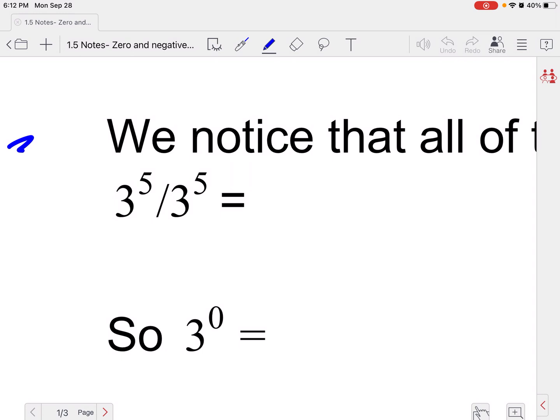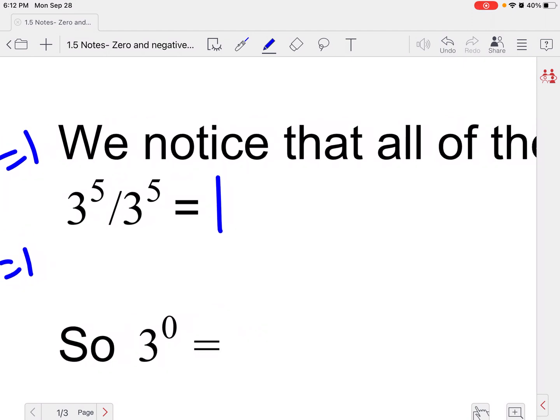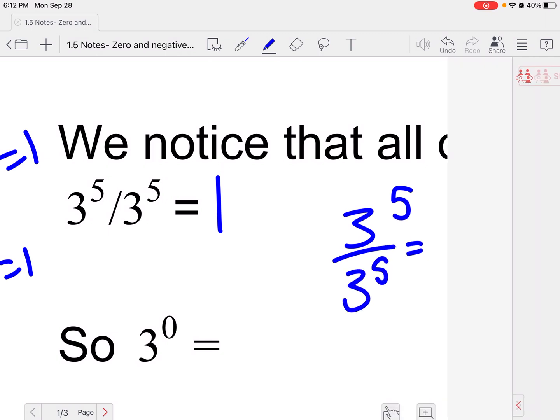Well, we know 3 over 3 equals 1, 4 over 4 equals 1, right? So we know that 3 to the 5th over 3 to the 5th does in fact equal 1 because it's the same number over the same number, okay? But I want to look at this as 3 to the 5th over 3 to the 5th, and use our quotient rule.